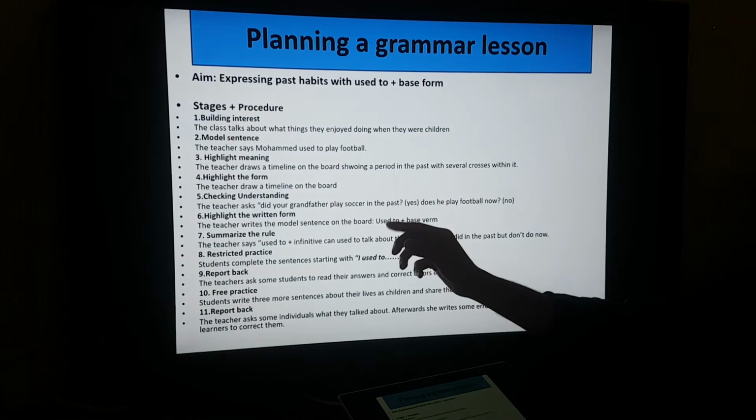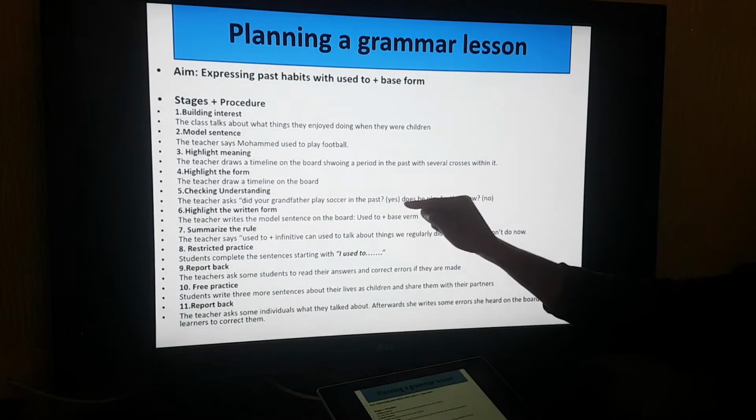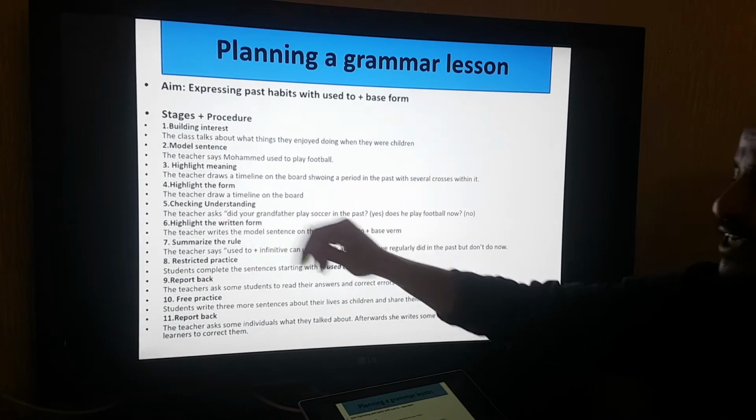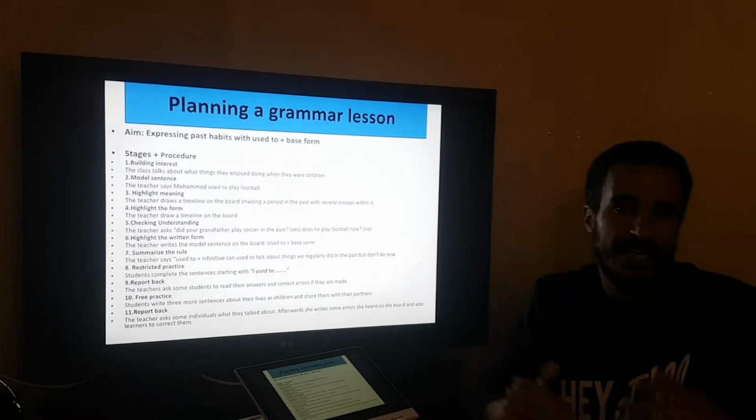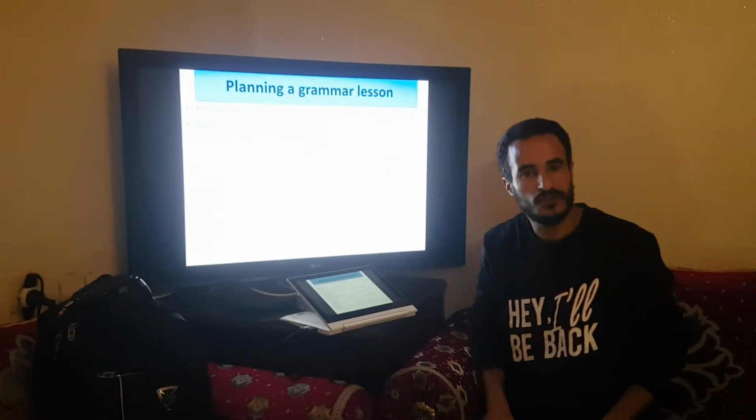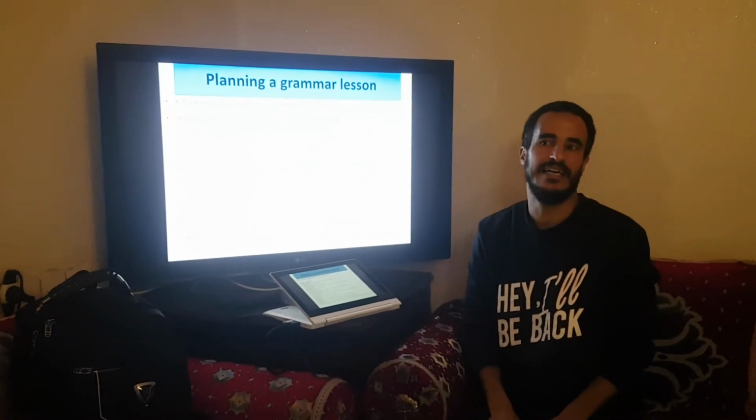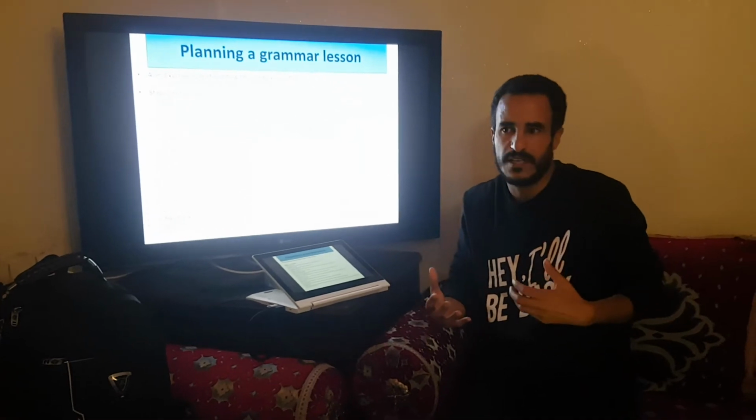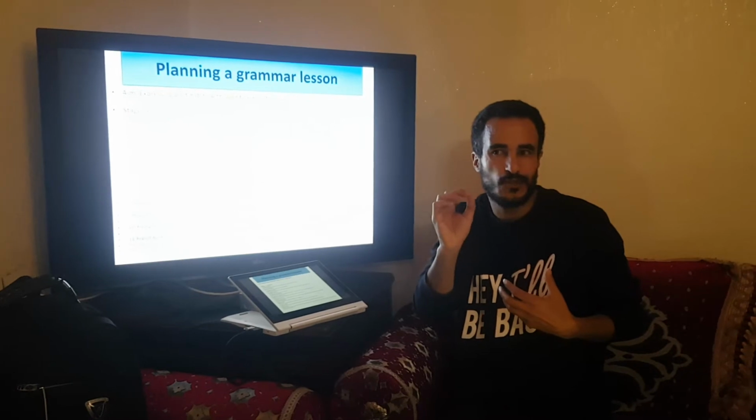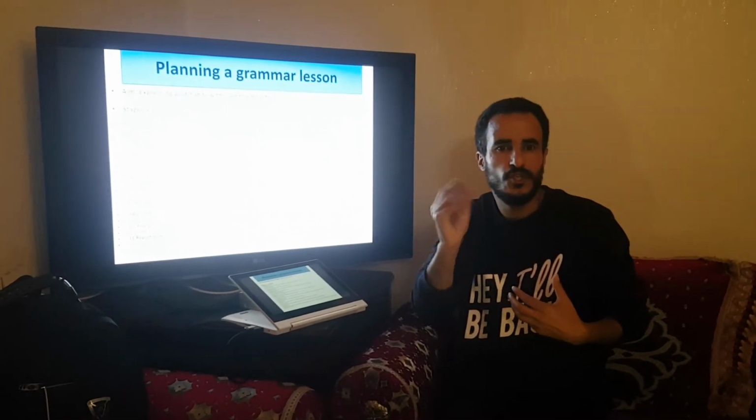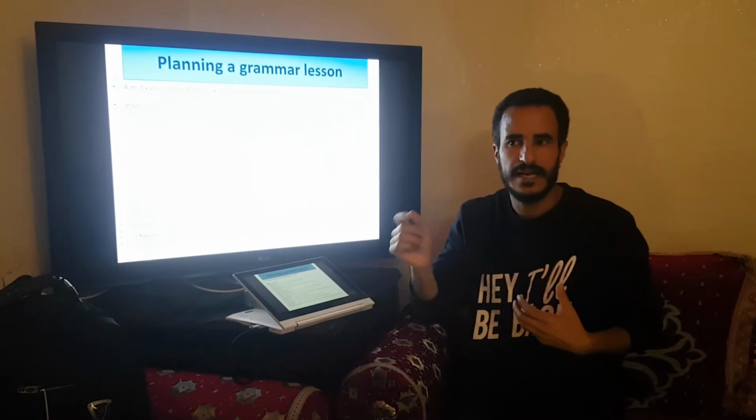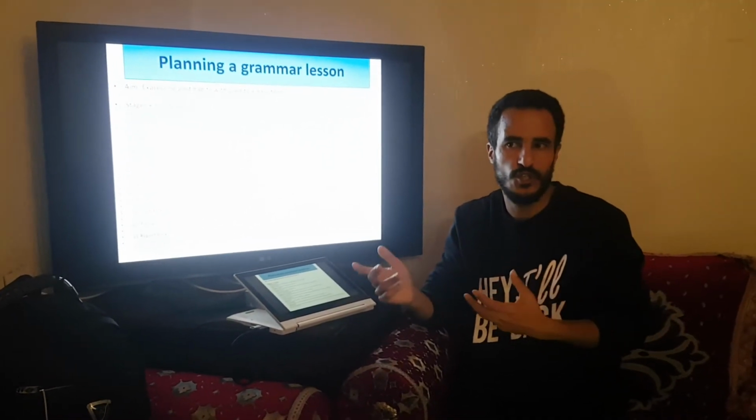Number four, highlight the form. The teacher draws a timeline on the board and writes, for example, used to plus base form. Number five, checking understanding. Please don't ask your students, did you understand? They will say yes, because they are shy or they feel embarrassed or confused. Instead, ask them correct questions to elicit information. What did you use to do when you were a kid? Did you use to play tennis? Yes. So what did you use to do?